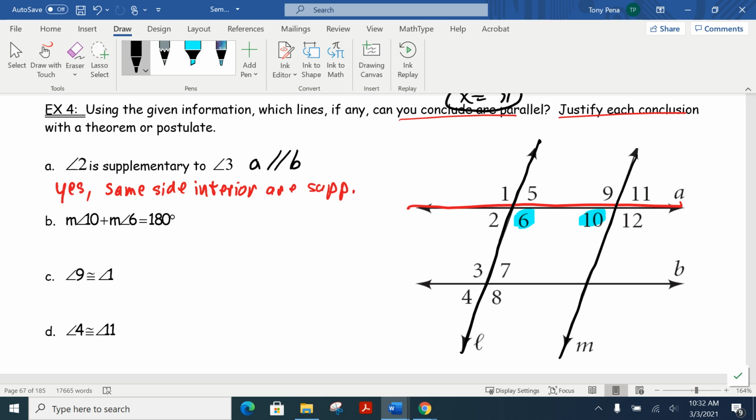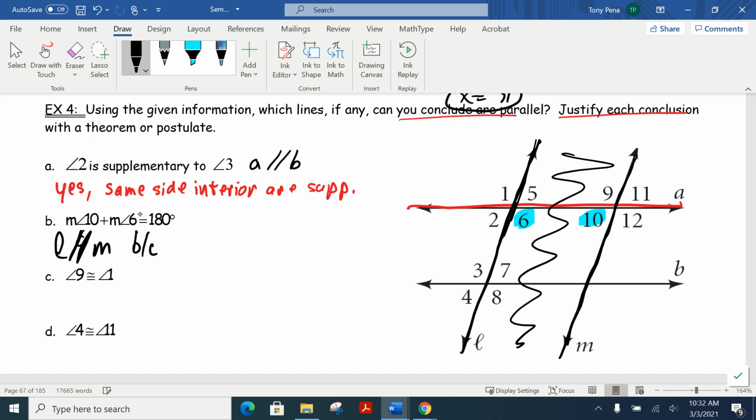For here, the lines that have to be parallel, look at the ones that I have shaded in black. L and M have to be parallel. So L is parallel to M. And that is because, aren't these guys now also same side interior? They're inside of the black lines and on the same side of our transversal. So the exact same justification as the previous one.